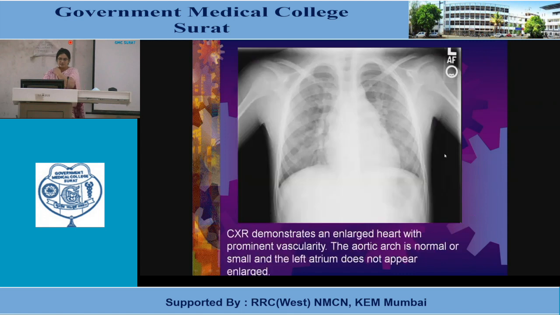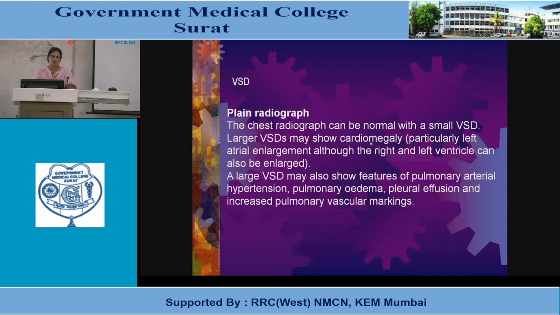So this is a case of ASD which shows an enlarged heart with prominent vascularity noted in both lung fields. The aortic arch is normal or small, and the left atrium does not appear enlarged. You can see the normal angle of the tracheal bifurcation is maintained. VSD, again, chest radiograph can be normal with a small VSD. Larger VSDs may show cardiomegaly, particularly left atrial enlargement, although the right and left ventricle can also be enlarged. A large VSD may also show features of pulmonary arterial hypertension, pulmonary edema, pleural effusion, and increased pulmonary vascular markings.